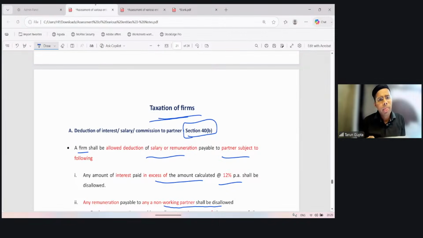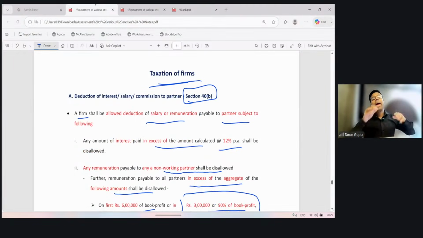Now, the firm. Firstly, any interest payable by the firm to its partner shall be allowed only to the extent of 12%. Secondly, salary payable to the non-working partner is not allowed. Thirdly, salary payable to the working partner shall be allowed to the following limit, aggregated. This is aggregate salary to all the partners. For the first 6 lakh of book profit, in case of loss, the limit is 3 lakh or 90% of the book profit. And on the balance of book profit, the limit is 60%.